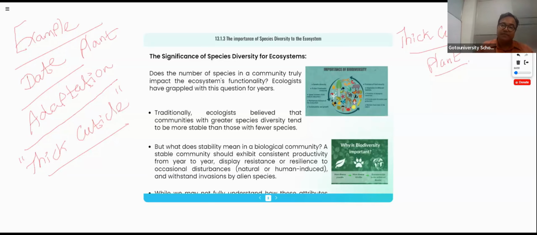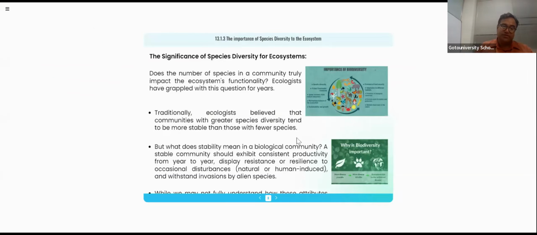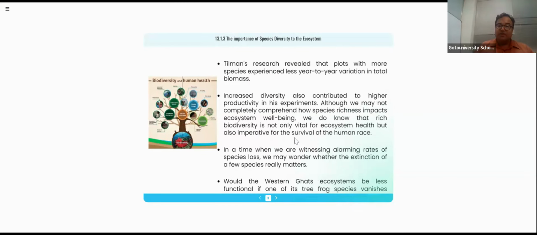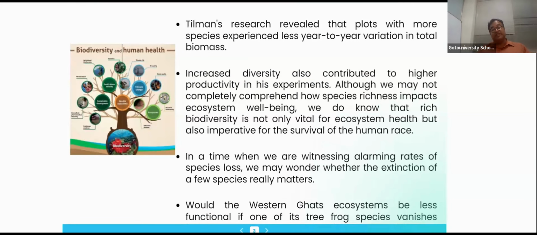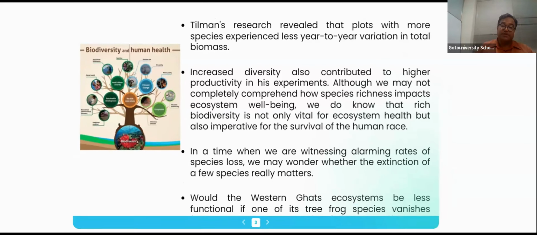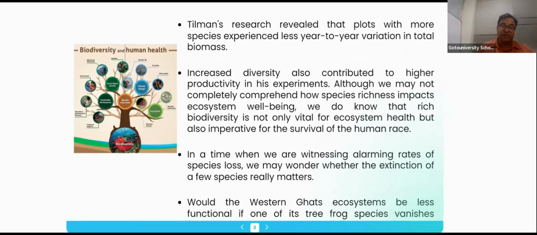Now the next point in this area is David Tilman. The full name is David Tilman. Sometimes they will say Tilman, sometimes David Tilman. You should take both as the same scientist. In this particular year-to-year variation study of total biomass, he revealed that plots with more species experienced less year-to-year variation in total biomass.